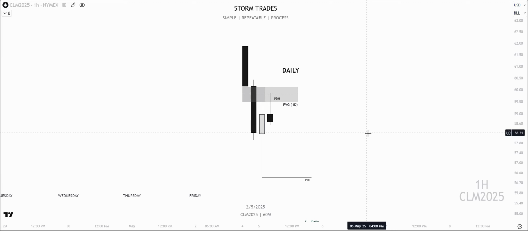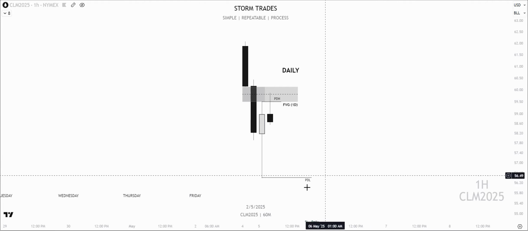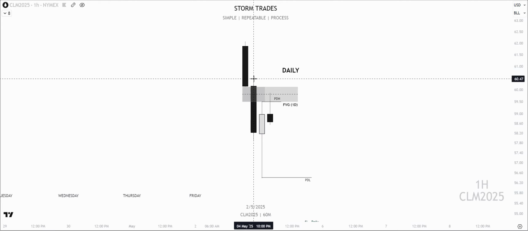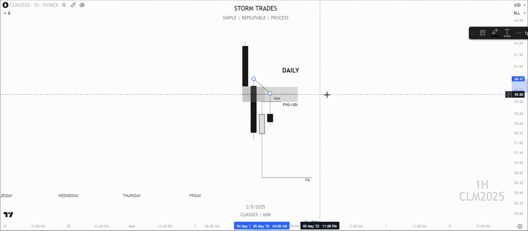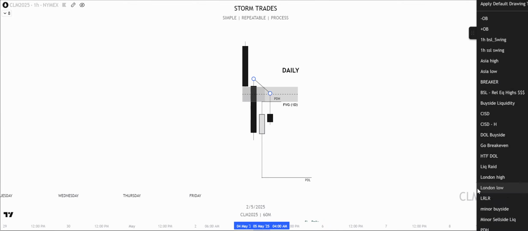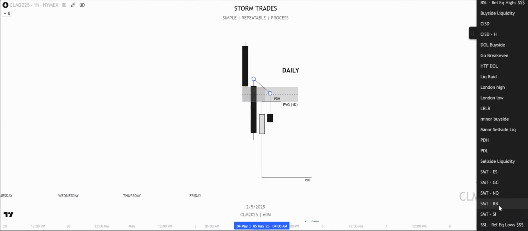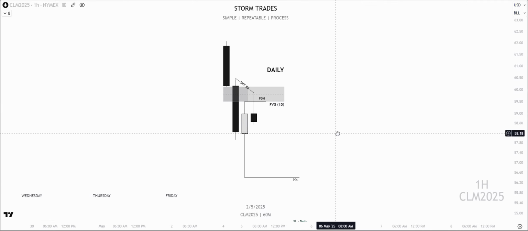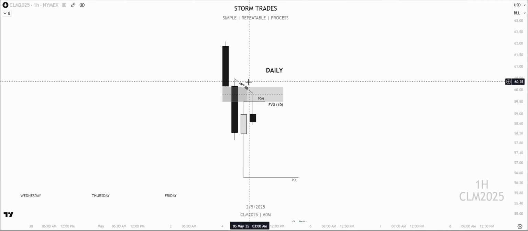We've already swept the previous daily high. Something that I also noted pre-market was that we had an SMT, which I'll show you when we drop down to the hourly, but we had an SMT here, okay, with RB. So I was bearish and looking for bearish setups today.